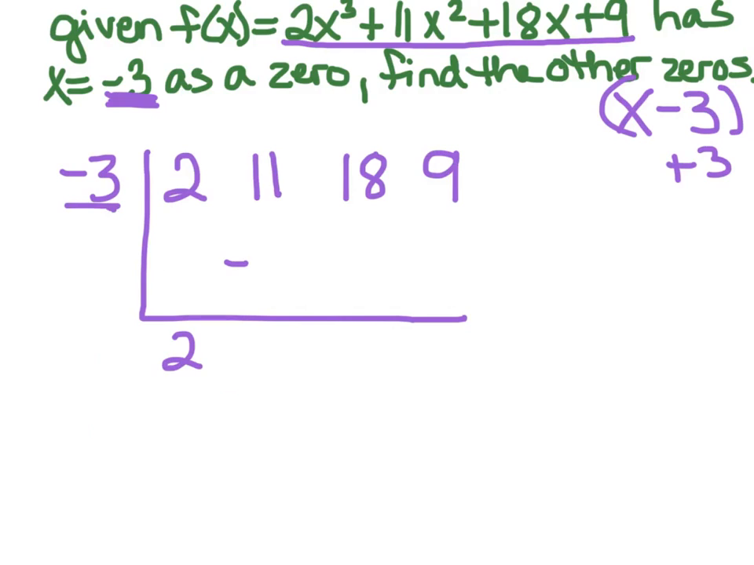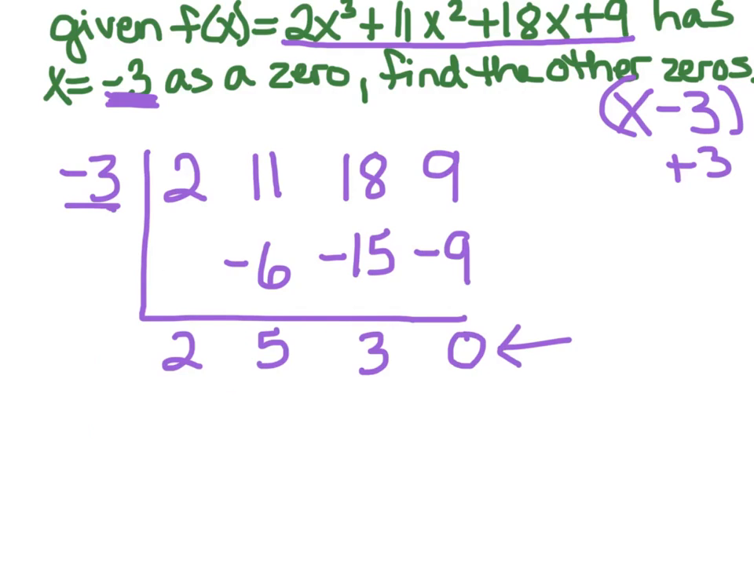Alright, bring down the 2. Negative 3 times 2 is negative 6. 11 minus 6 is 5. Negative 3 times 5 is negative 15. 18 minus 15 is 3. Negative 3 times 3 is negative 9. And 9 minus 9 is 0. So it does divide evenly. If this had been anything other than 0, then x equals negative 3 would not be a 0. So we would have either been wrong or we would have done our division wrong.